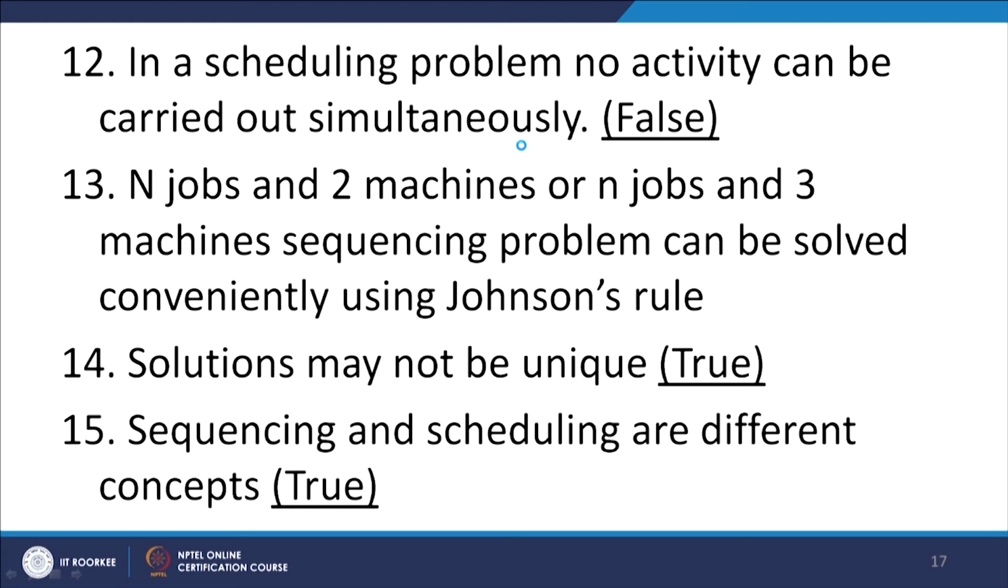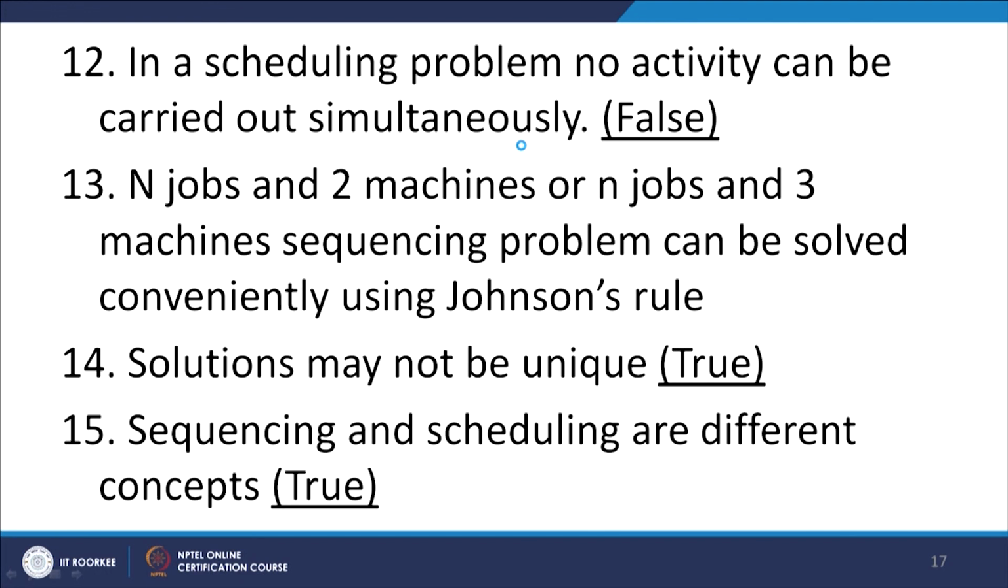Question number 12, in a scheduling problem, no activity can be carried out simultaneously. Answer is false. Question 13, n jobs and 2 machines or n jobs and 3 machines sequencing problems can be solved conveniently using Johnson's rule, as we have seen in today's example also. Question number 14, solution may not be unique, as we have seen in the sequencing and scheduling problem, the solution may not be unique. True.